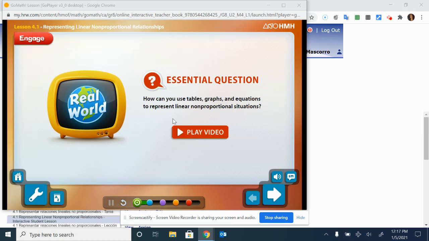This is lesson 4-1, representing linear non-proportional relationships. Repeat it with me: non-proportional relationships that are linear. So the real-world essential question is, how can you use tables, graphs, and equations to represent linear non-proportional situations? In this module, you're going to be using all four formats: a table, a graph, an equation, and a word situation. Okay, now let's play the video.